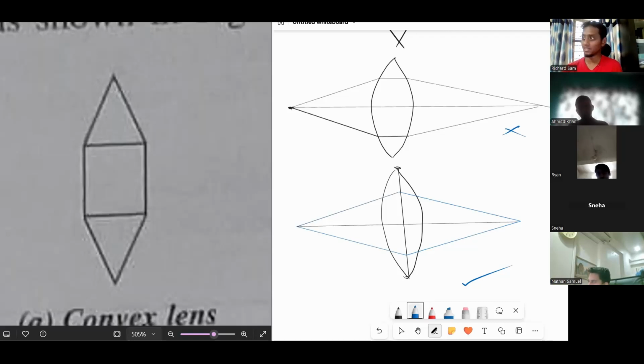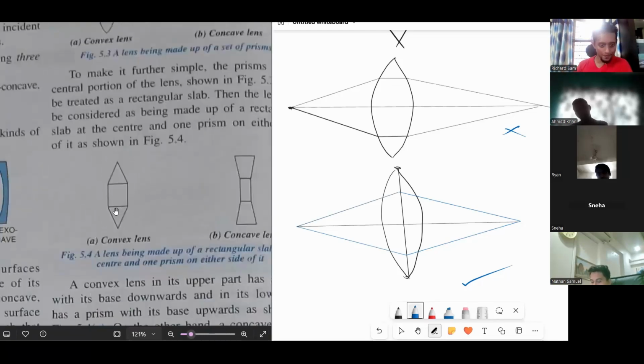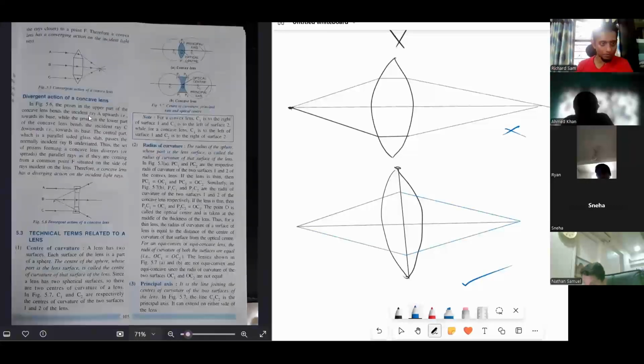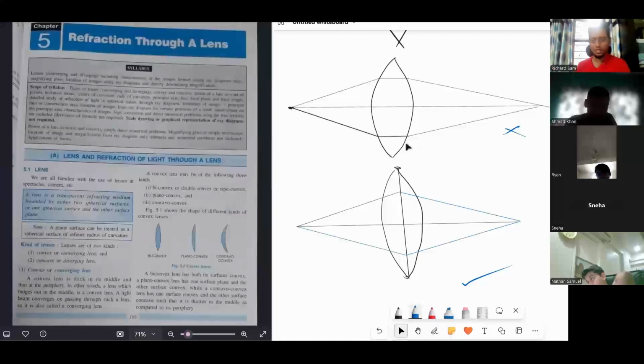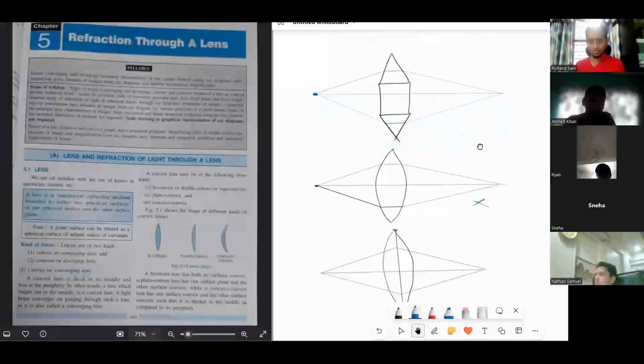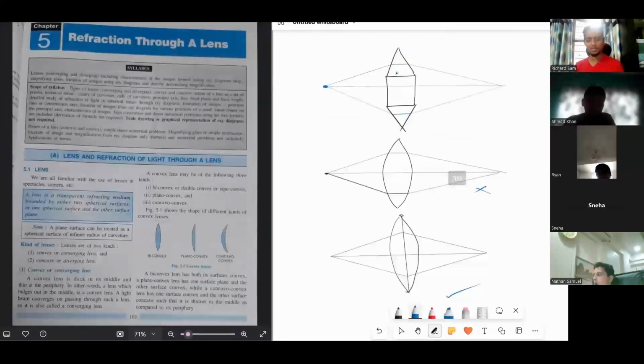Which is the correct way? The top one is actually what's happening, but you will show it like this just to make the diagrams easy. So just draw these. These are three diagrams. The top one is the simplified version, showing you how the lens can act like a prism. Second one is actually what's happening. And third one is how we're going to draw it.